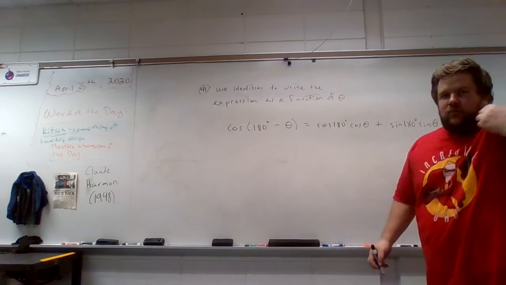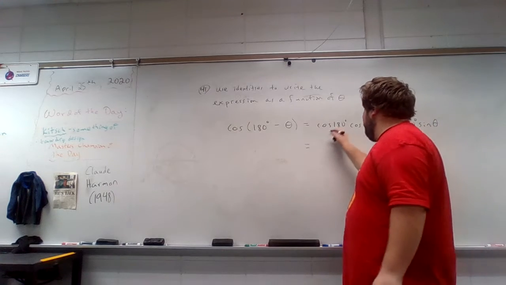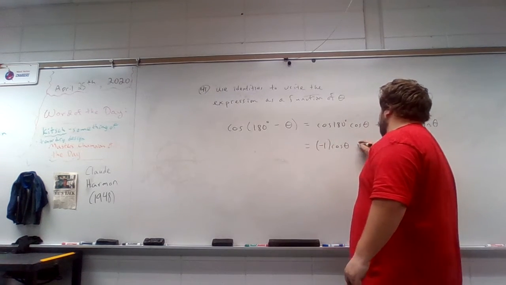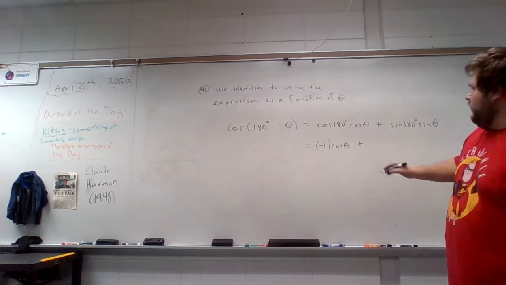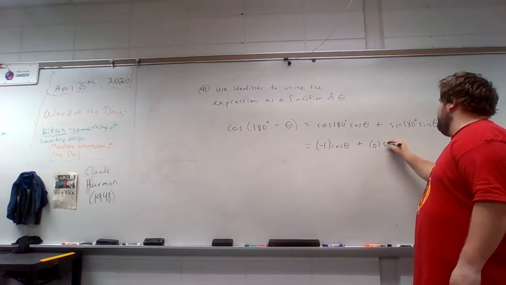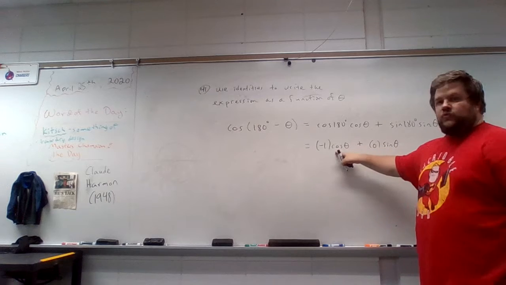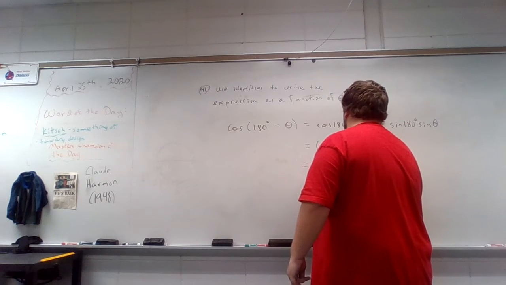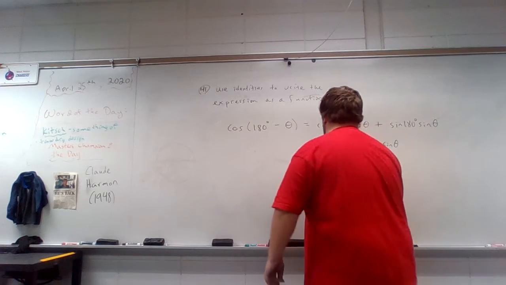Okay, what's cosine of 180? Well, cosine of 180 degrees is negative 1. What's the sine of 180 degrees? It's 0. So if I plug those values in, this is really just negative cosine of theta plus 0. So I really just get negative cosine theta.